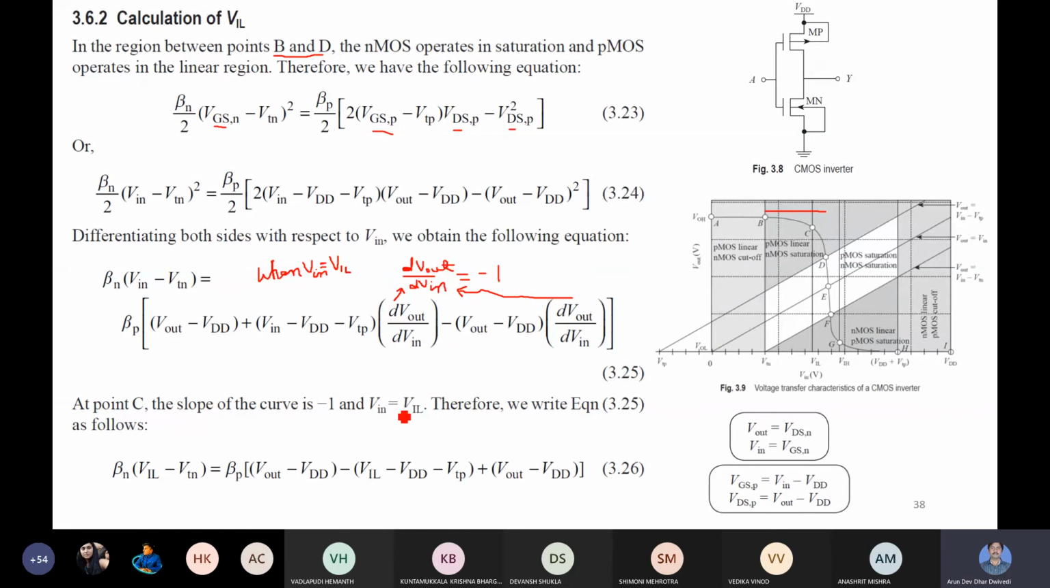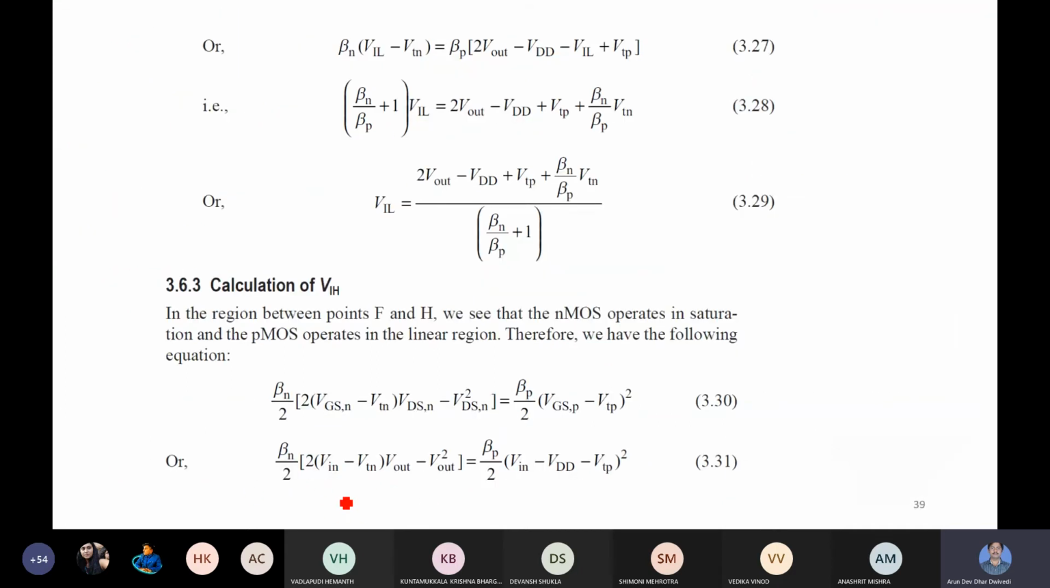So when Vin is equal to VIL, in that case dVout by dVin is minus 1. By substituting into this new equation and doing some algebraic manipulation, we get the solution. I am not going to discuss it in detail because it will be discussed maybe later on, as we also have to complete the CMOS logic. So quickly, you can go through that. All the algebra is given. So this is the equation.